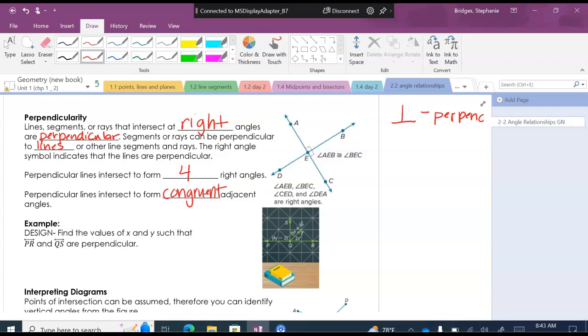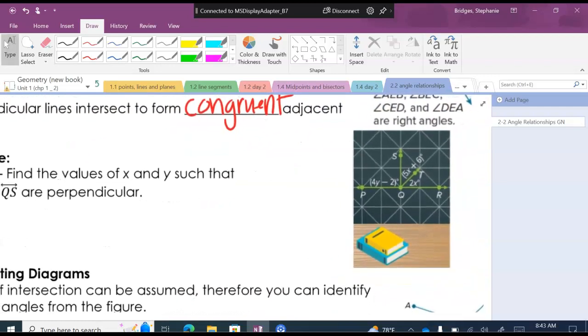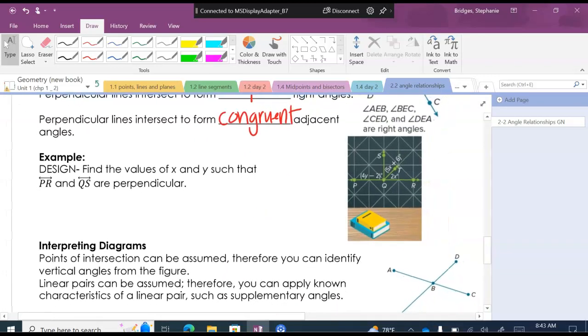Okay. All right, so let's look at our example over here, and I'm going to have to blow it up because I can't see that. It says, find the values of x and y such that PR and QS are perpendicular. And if it's okay with you, I'm going to redraw that up here so I can actually see it and write on it. Just a second, I can't see all that. Okay, is everybody... that's the picture you have on your paper? It's just easier for me to see it up here.